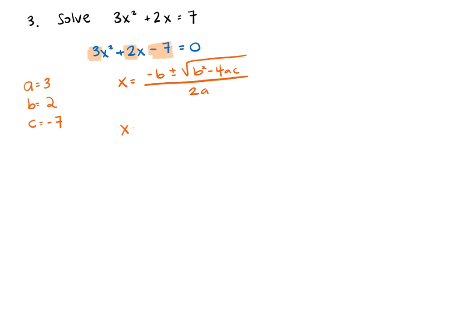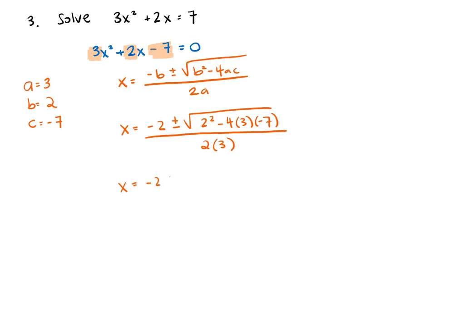We get x is equal to negative 2 plus or minus the square root of 2 squared minus 4 times 3 times negative 7, the whole thing over 2 times 3. And then simplifying this, we get x is equal to negative 2 plus or minus the square root of 4 plus 84 all over 6. Then we get x is equal to negative 2 plus or minus the square root of 88 over 6.